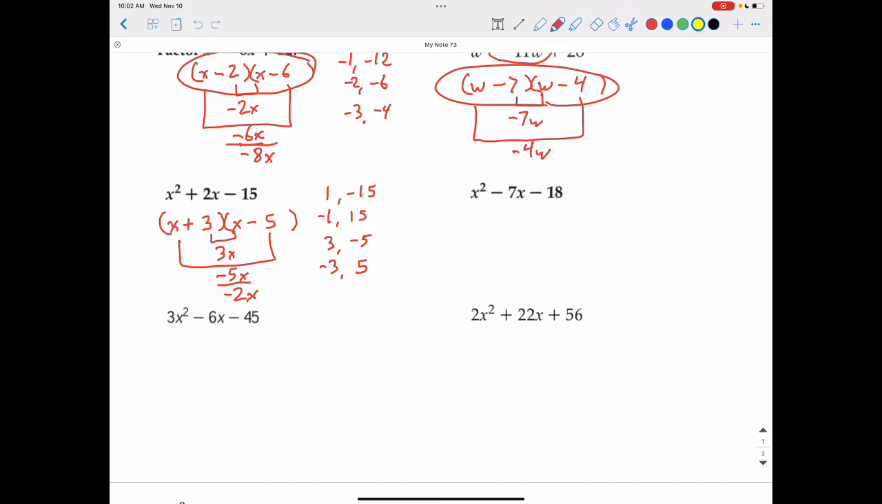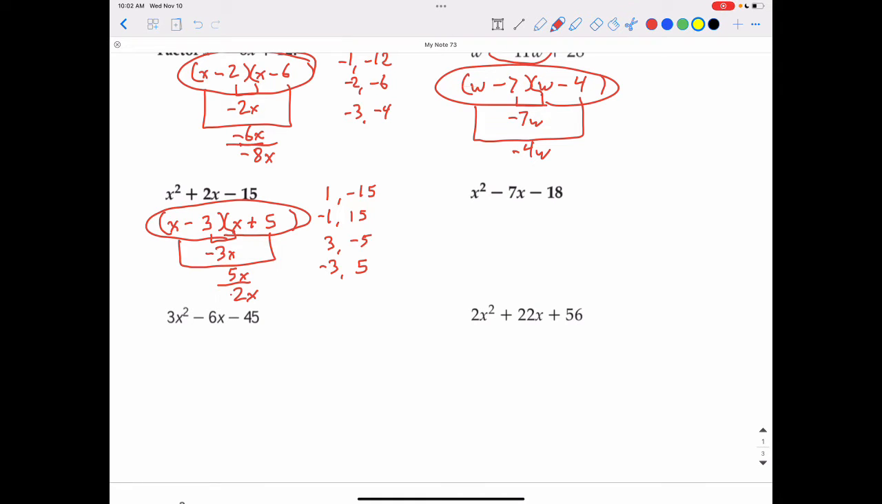A quick fix is that we've got the signs in the wrong spot. This should be a positive 5, and we should have used a negative 3. Because that means negative 3 times x would be negative 3x. 5 times x would be positive 5x, and that would add up to positive 2x. So this is the correct factorization.